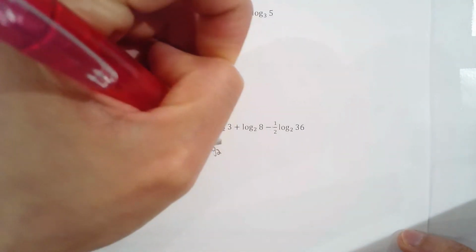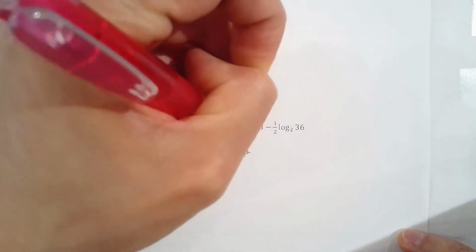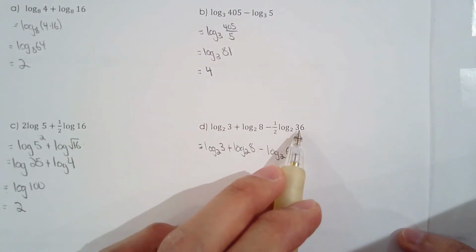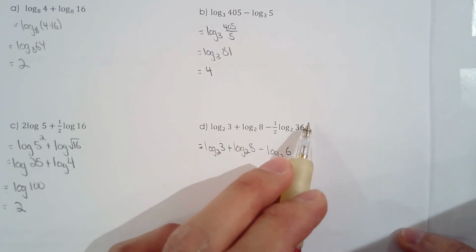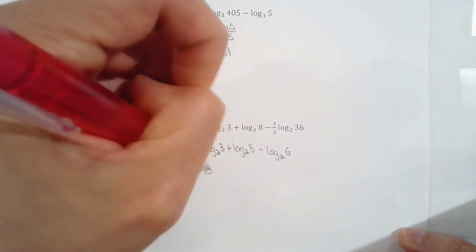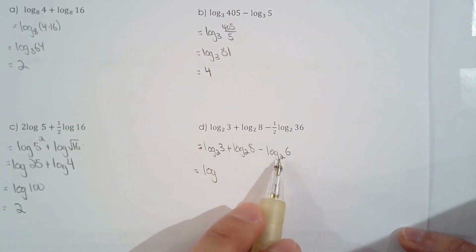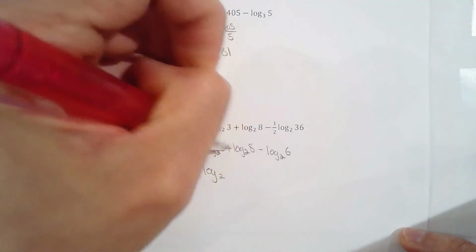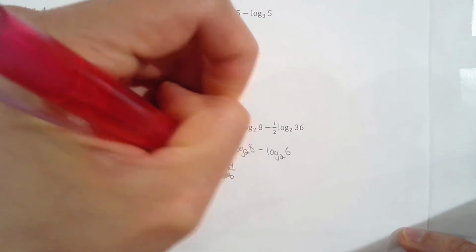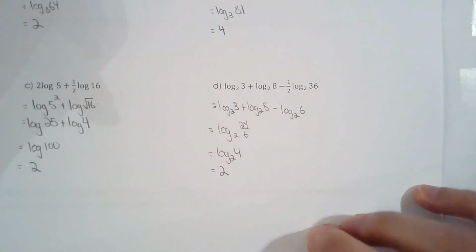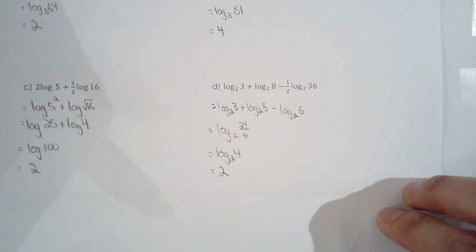Log base 2 of 3 plus log base 2 of 8 minus log base 2 of, I'm just going to write 6, because half means power law of logarithms, so it's a power of 1/2. So 36 raised to the power of 1/2 is the square root of 36, which is 6. So product law and quotient law. I can do it because it's base 2, base 2, base 2. Really check the base. Sometimes they are different. Okay, so this is 24 over 6, which is 4, which is 2. Okay, log base 2 of 4 is obviously 2.